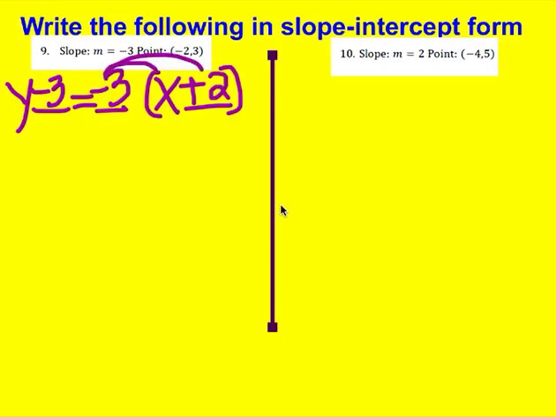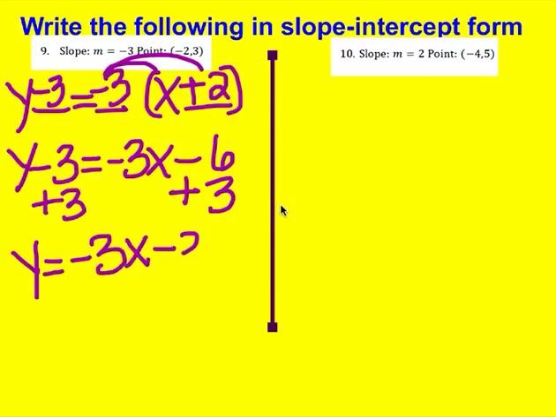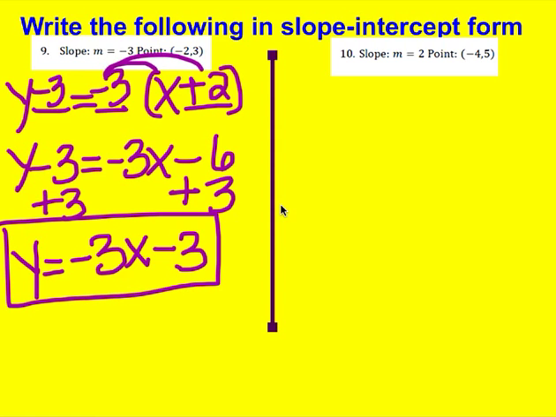So I'm going to start by distributing in my negative 3. So I have y minus 3 is equal to a negative 3x, and then negative 3 times 2 is going to give me minus 6. The last thing I need to do to solve for y is get that minus 3 over to the other side, and I do that by adding 3 to both sides. So then this is just y on this side, and then I get negative 3x minus 3. Okay, so that's your final answer for number 9.